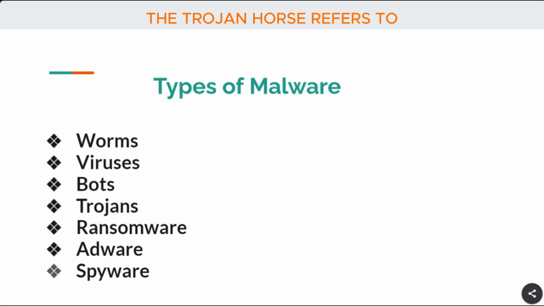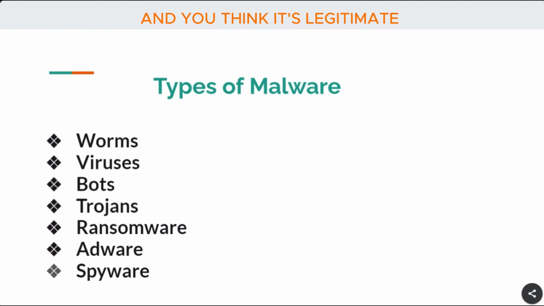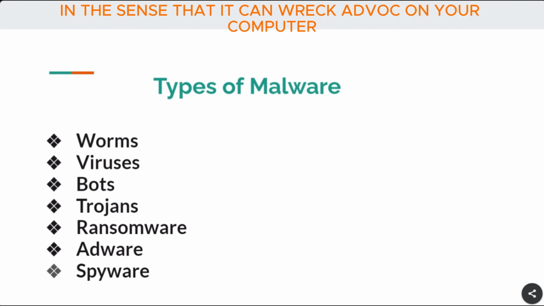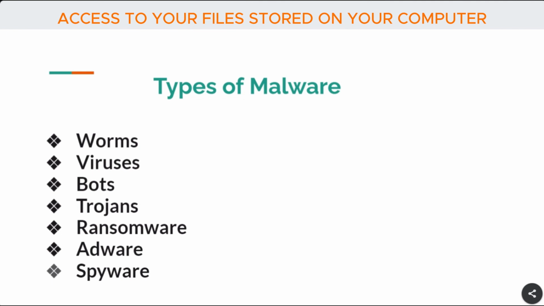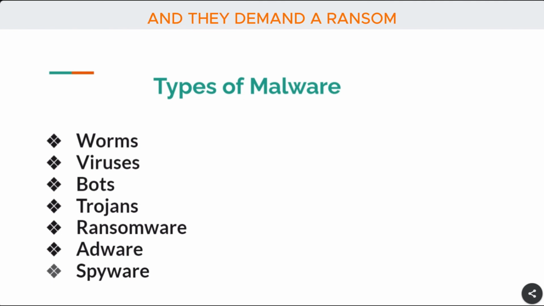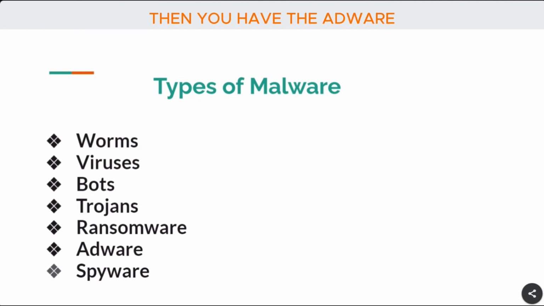Then the Trojan. The Trojan horse refers to a malicious file that disguises itself as legitimate. So you get a file and you think it's legitimate, but it's a Trojan horse. And a Trojan acts like a worm in the sense that it can wreak havoc on your computer or on your network. Then you have the ransomware, like the name describes, ransom. The attackers limit access to your files stored on your computer and they demand a ransom for them to restore access back to you.